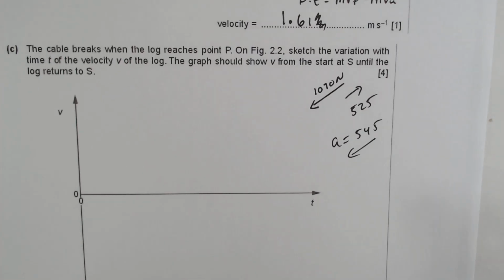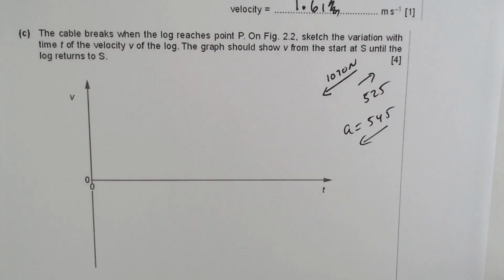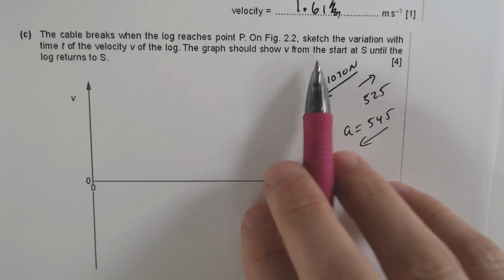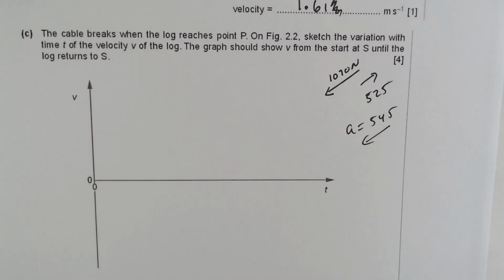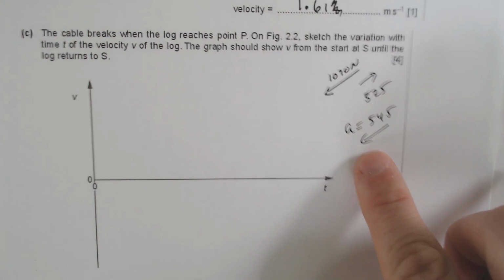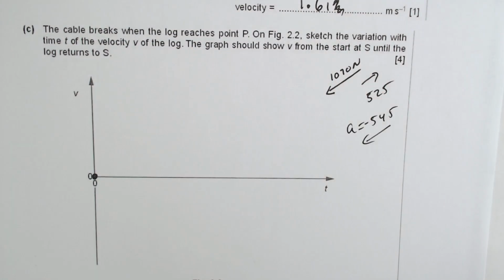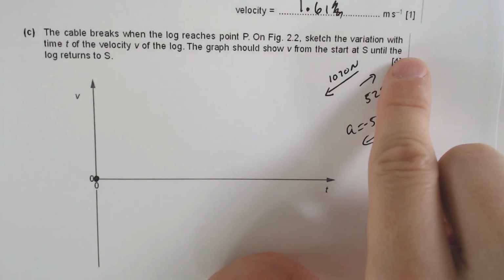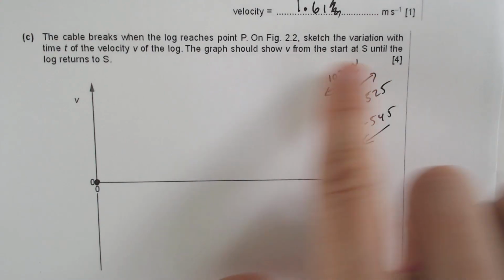And if it has a constant acceleration, that means the velocity graph is going to have a constant slope as well. Do we need to make sure that this is a velocity? Yes, it's not a magnitude question, so it should be negative 545. It starts out with 0 velocity. I disagree with that. Let's manage the cord breaks. Sketch the variation of velocity versus time, starting at S until it returns to S.